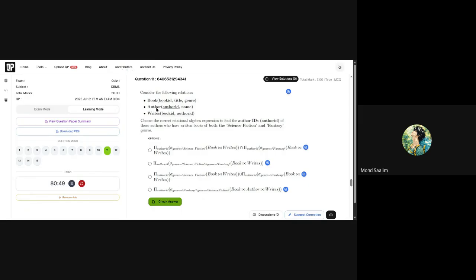Okay, this is again important. Book, author, and writes. Choose the correct relational algebra expression to find the author IDs of those authors who have written books of both the science fiction and fantasy genre.